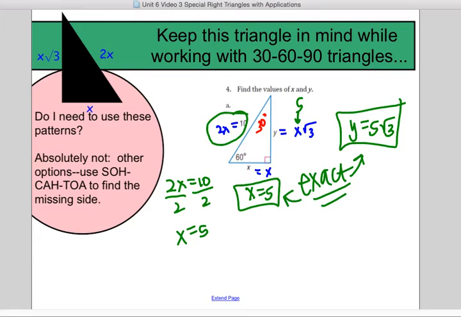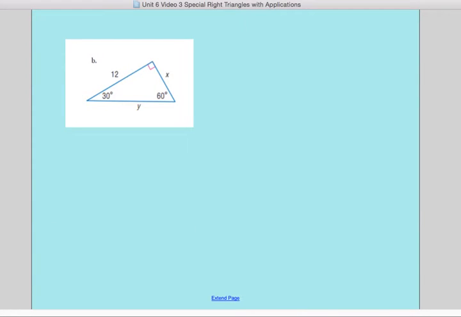Let's go ahead and look at B. Okay, once again, it shows me this time it's a 30, 60, 90, so I start labeling. Across from my hypotenuse is always 2x, across from my 30 is always x, and across from my 60 is x square root of 3. Okay, I look. No information given on these two sides, so I have to use this one. So x square root of 3 is equal to 12.